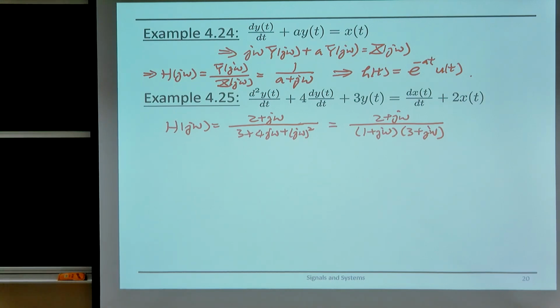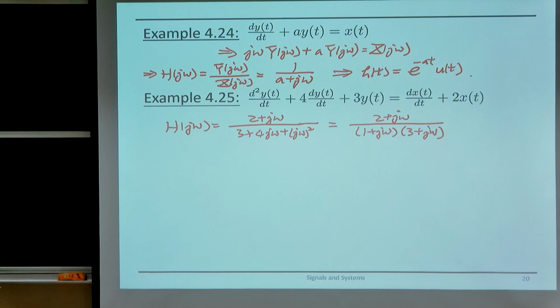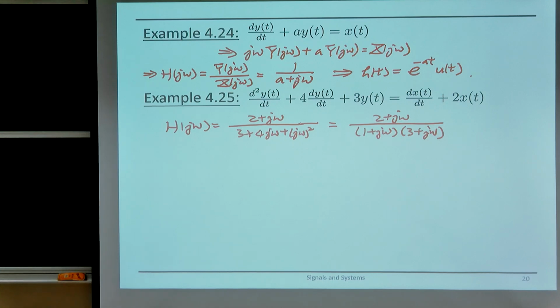Once you are able to factorize this into the product of these two terms, you can then use partial fraction expansion to split this into two terms. You can see that the constants 1 and 3 are different, so we can factor them into two terms. One is A over 1 plus j omega plus B over 3 plus j omega. This is, again, the partial fraction expansion.